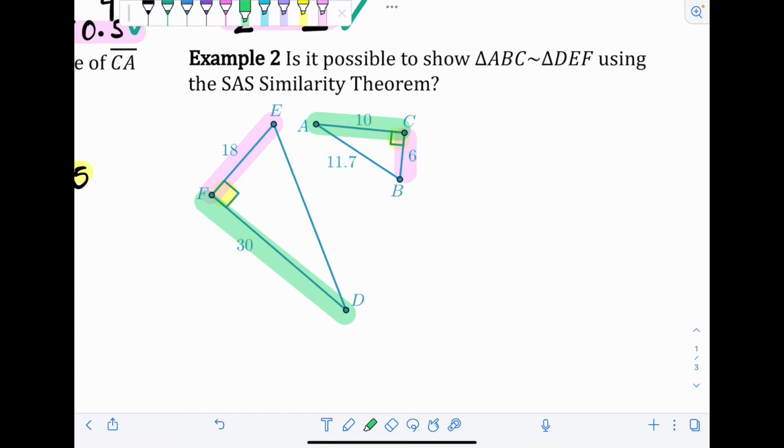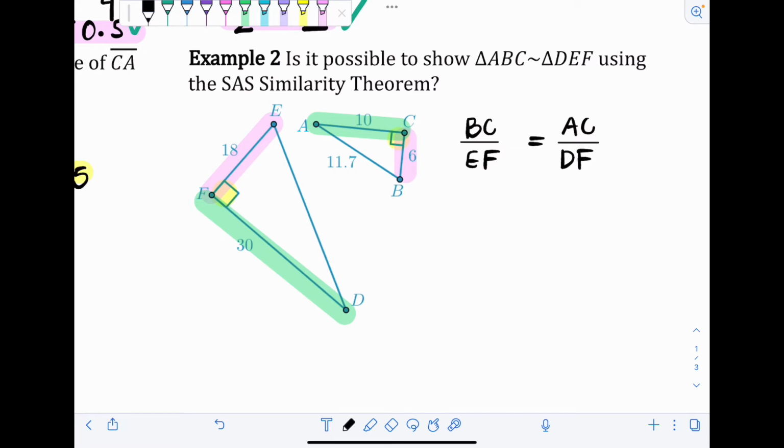If you do it in your head, that's totally fine. I'm just going to show you how to set it up, especially if it's helpful to know how to set up in case you ever deal with numbers that are more difficult in your head. So I'm going to do smaller triangle over larger triangle. We'll start with the pink side. In the smaller triangle, it's BC over EF in the larger triangle. And then that should be equal to, we'll do the green sides next, AC, the green side in the smaller triangle, over DF in the larger triangle.